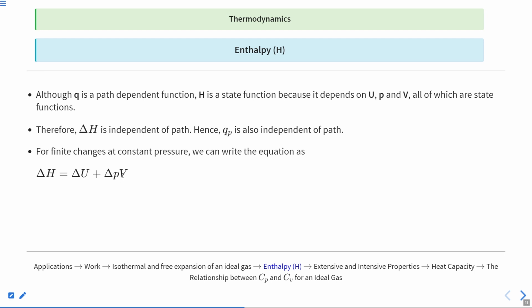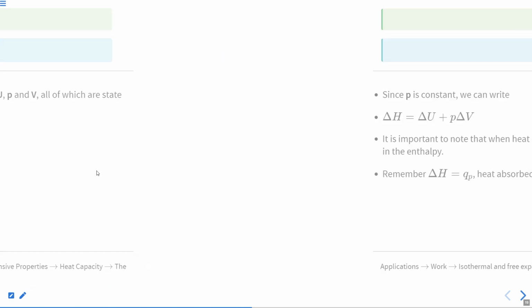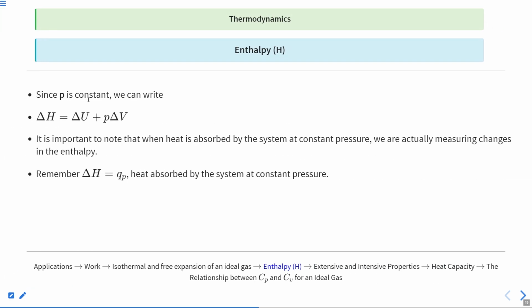Now for finite change, we can write this formula: delta H is equal to delta U plus delta PV. If the pressure and volume are both changing, then we have to do P2V2 minus P1V1. If one is constant, then this delta will just carry, because you can think of it as a differentiation. Suppose pressure is constant, it will come out, and the final formula will be delta H is equal to delta U plus P delta V. Or if your pressure is changing and volume is not changing, then volume will come out. Clear? So the same thing is written here: if your pressure is constant, then your formula becomes delta H is equal to delta U plus P delta V. Clear?